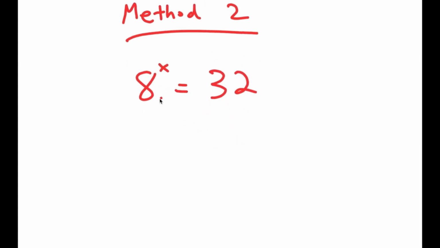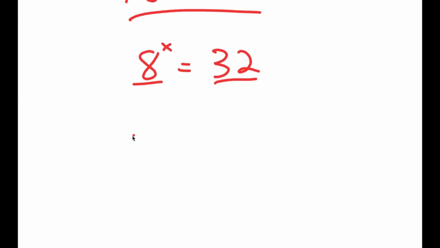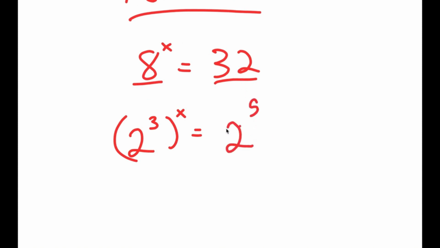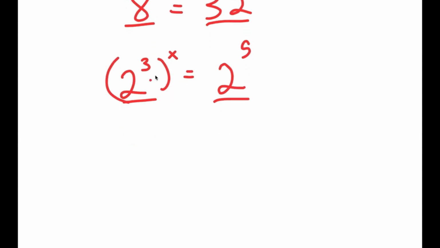So for this method, I'm actually just going to start by rewriting these two numbers. 8, I'm going to rewrite as 2 to the power of 3, and 32, I'm going to rewrite as 2 to the power of 5. So I'm rewriting both of these as the same bases, which now makes them much easier to solve.